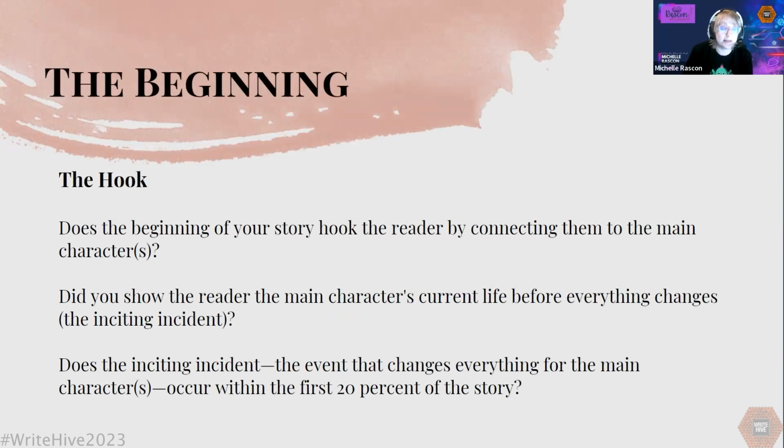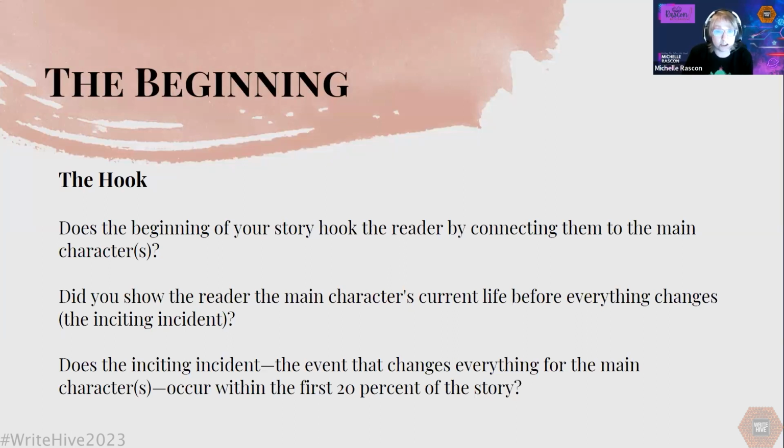So when you get to the beginning of your manuscript, this is the hook. This is what you want to make sure shines. Most authors are pretty good at this because most authors are querying and they're trying to get published traditionally. So they want to make sure that the beginning really hooks the agent.